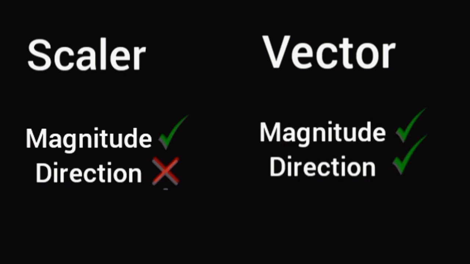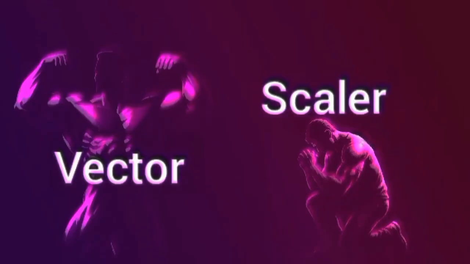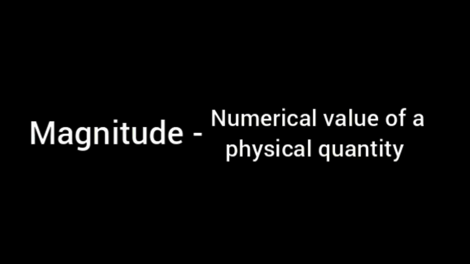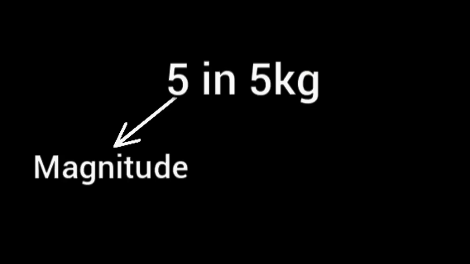Let's move to physical quantities. These are divided into two, scalar and vector. Scalar quantities have magnitude but not direction, while vector quantities have both magnitude and direction. Magnitude is the numerical value of a physical quantity, like 5 in the mass of 5 kg.